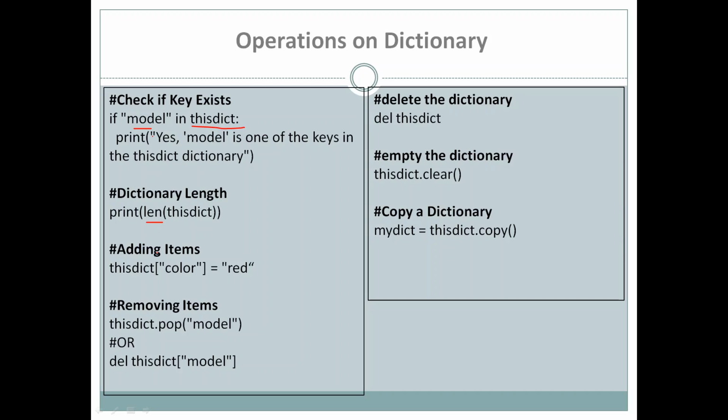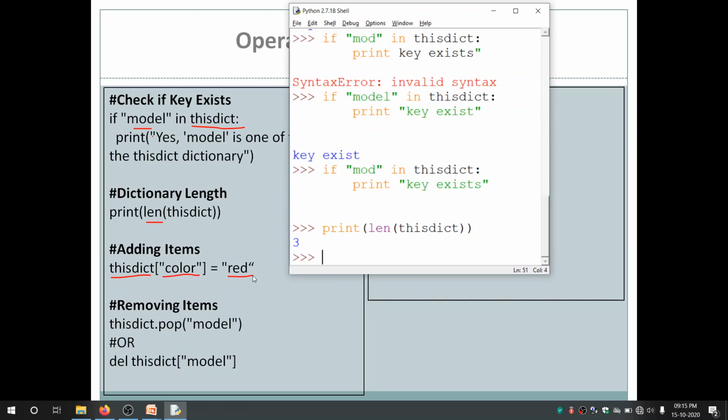We have 3 items. Suppose I want to add one more item in the dictionary at runtime. We can use a syntax like this: dictionary name, in square bracket the new key which you want to add, and the new value for the key, and this will create a new item. So let's see, this dict in square bracket color square bracket complete, and the value is red.